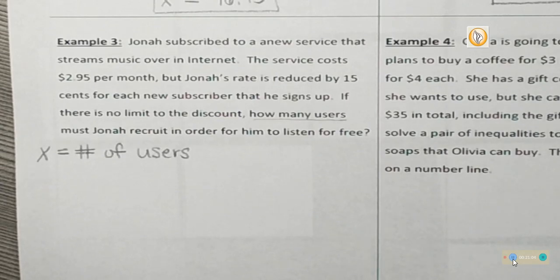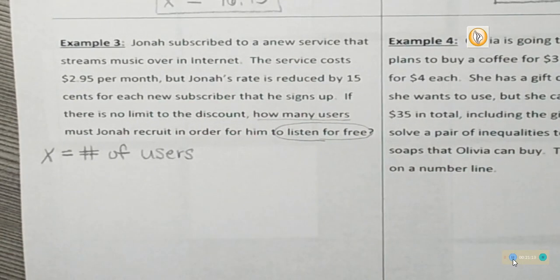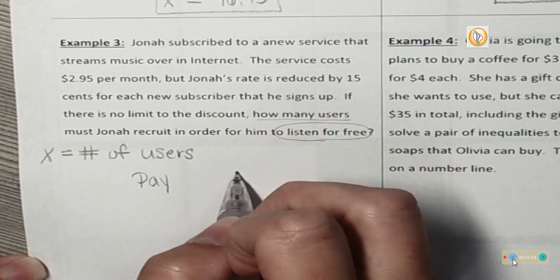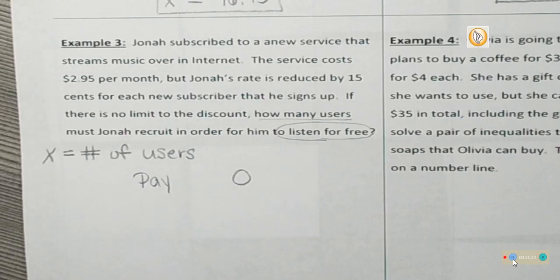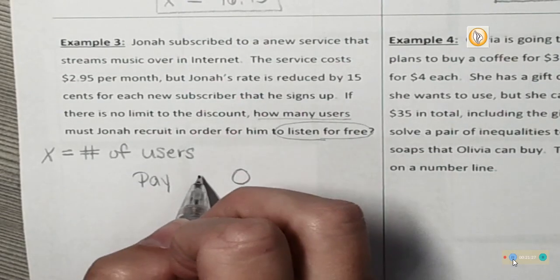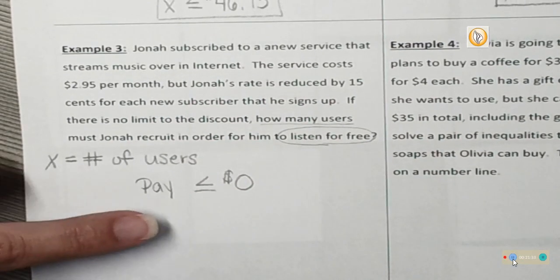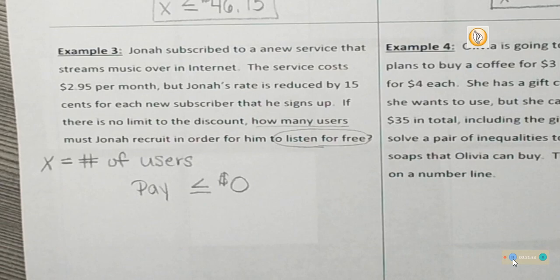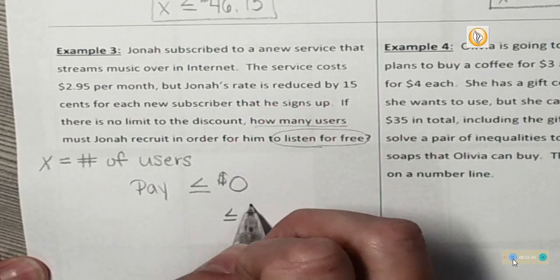Now, what is his total? What's he trying to do? To listen for free. So how much does Jonah want to pay? He wants to pay $0. Now, is he trying to get exactly equal to 0 and stop people from signing up? No. He just wants to make sure he pays less than or equal to $0. When you write the inequality, you don't have to write these words. I'm just writing it so we know what we're figuring out. So what Jonah wants to pay needs to be less than or equal to $0. So let's write that inequality.